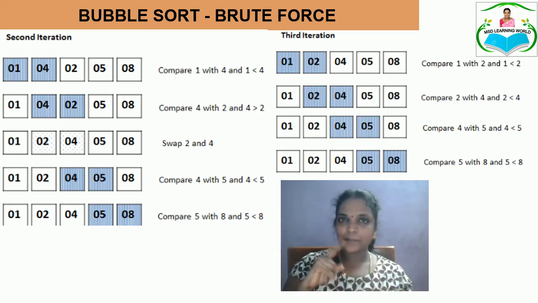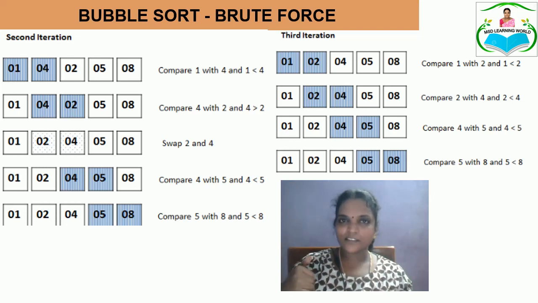Now 1 is compared with 4, 1 is the minimum, so no swapping is done. Now 4 is compared with 2, 2 is the lesser element, so 2 is swapped with 4 and 4 goes to the third position. Now again 4 is compared with 5, 4 is the lesser number, so no swapping is done. Again 5 is compared with 8, 5 is the lesser element, so no swapping is done. So with this the second iteration is over, where all the elements are compared pairwise. Now at the end of the second iteration you have 1, 2, 4, 5, 8.